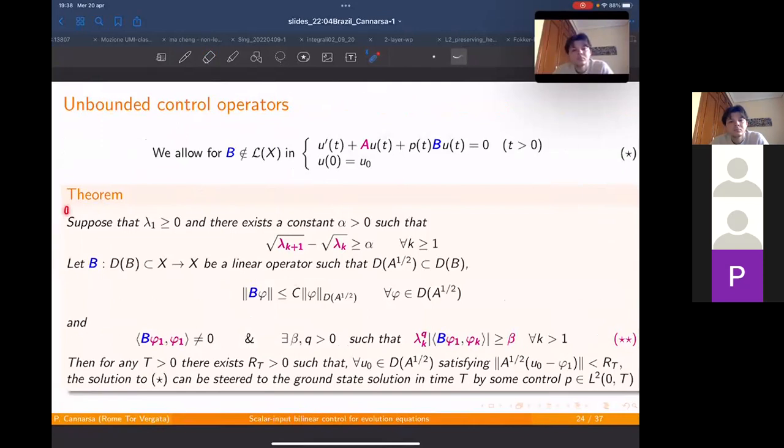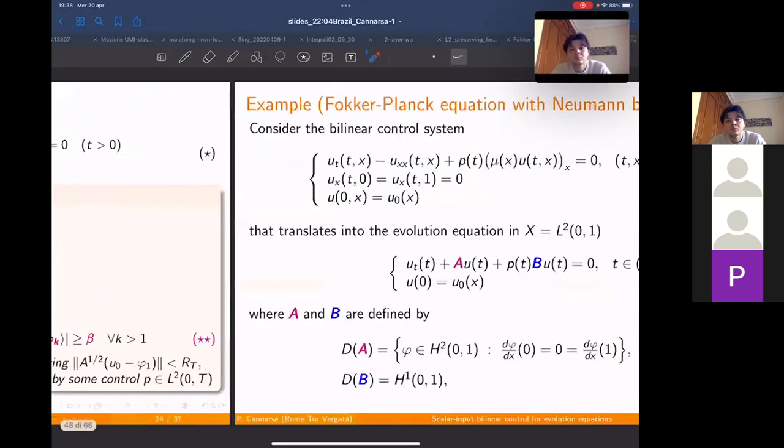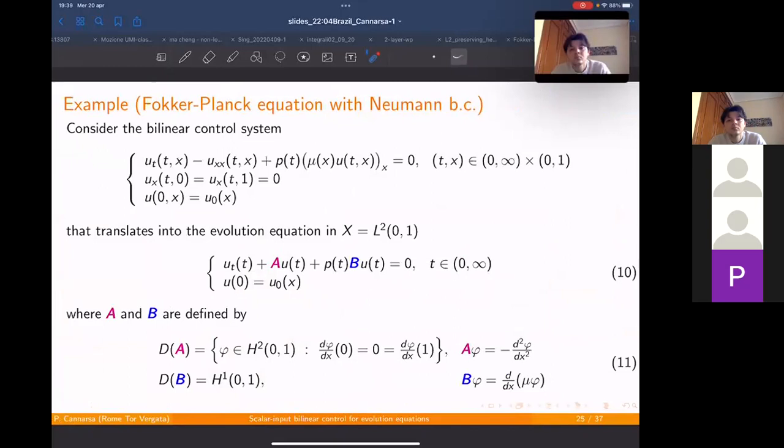In the unbounded case, essentially we have the same result as in the bounded case. We only require B to be dominated somehow by the square root of A. If B is dominated by the square root of A, then under the same gap condition, under the same spreading condition, I have a local controllability result, for example, to the ground state solution, but in fact to any solution, in the topology of this space, which is a stronger topology. With this result, one can treat the Fokker-Planck equation, for example, with Neumann boundary conditions. So partially reflecting boundary conditions.